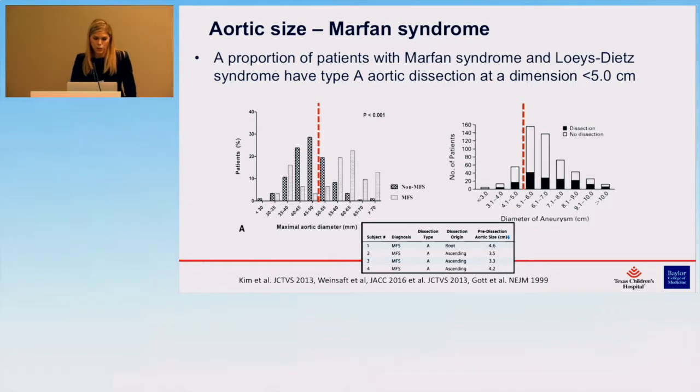And actually, two of these papers were used to argue that 5 is a good cutoff. But I'd argue if you look at the spread, if I'm the person who didn't have a dissection until 8 centimeters, maybe I could have gone 30 years without a root replacement. You know, so maybe we need to move beyond size, as many people have talked about.